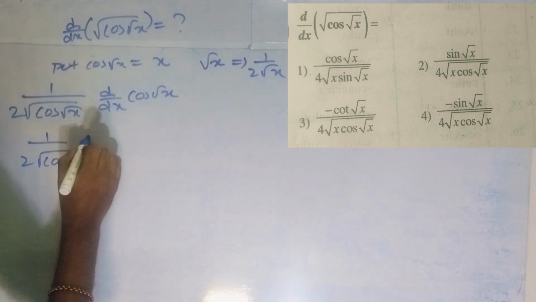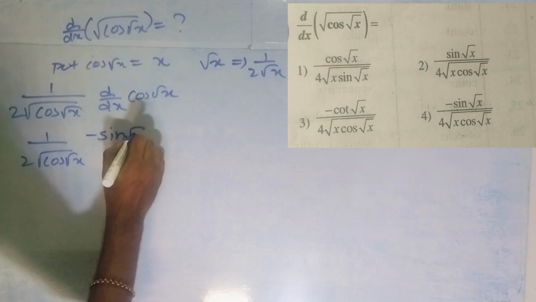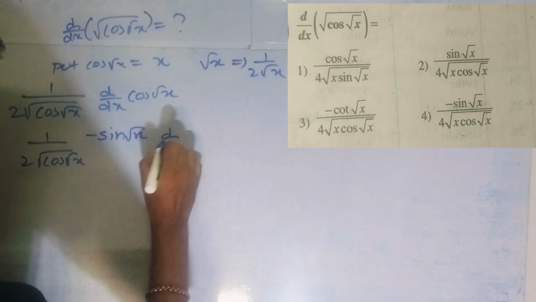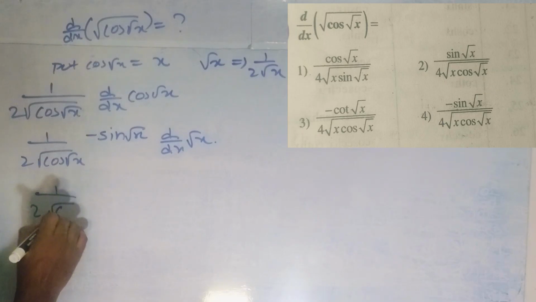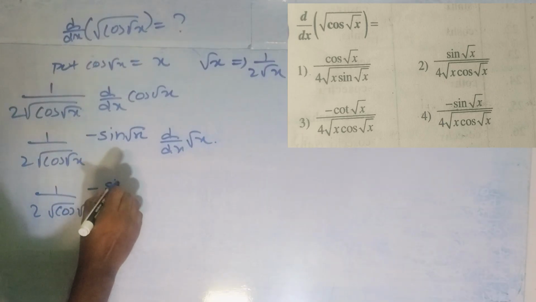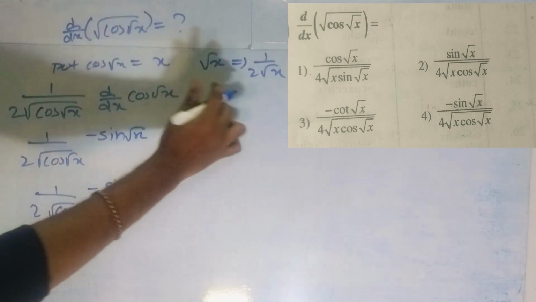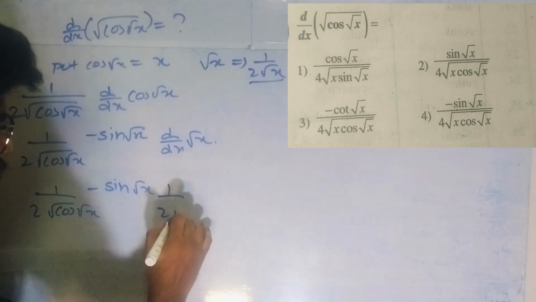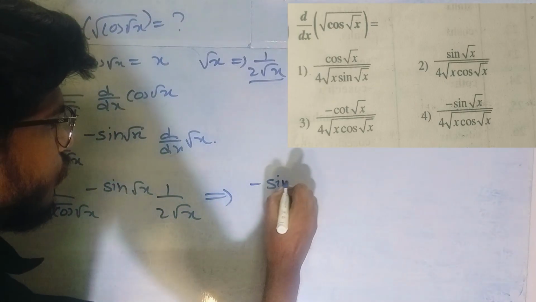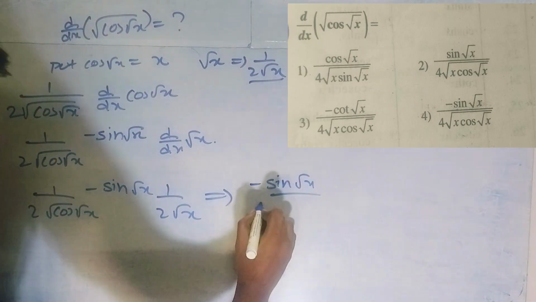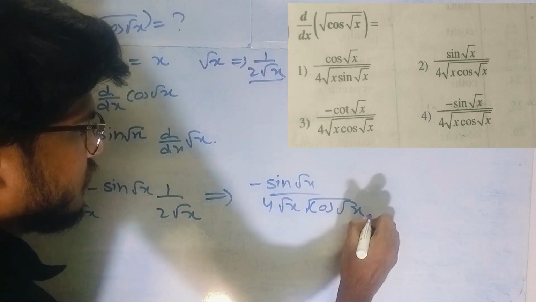What is the differentiation of cos x? Minus sin x. Here we have root x, so again we differentiate root x. 1 by 2 root cos root x times minus sin root x, and the differentiation of root x is 1 by 2 root x. That equals minus sin root x by 4 root x cos square root of cos root x.